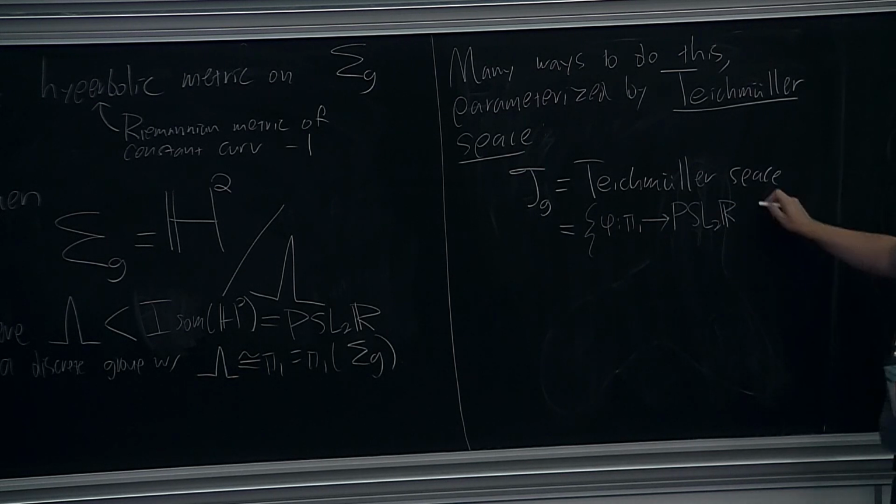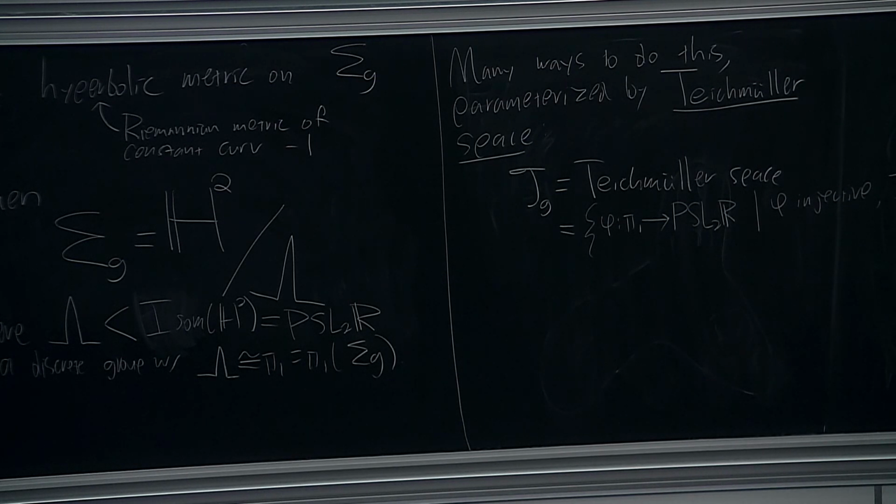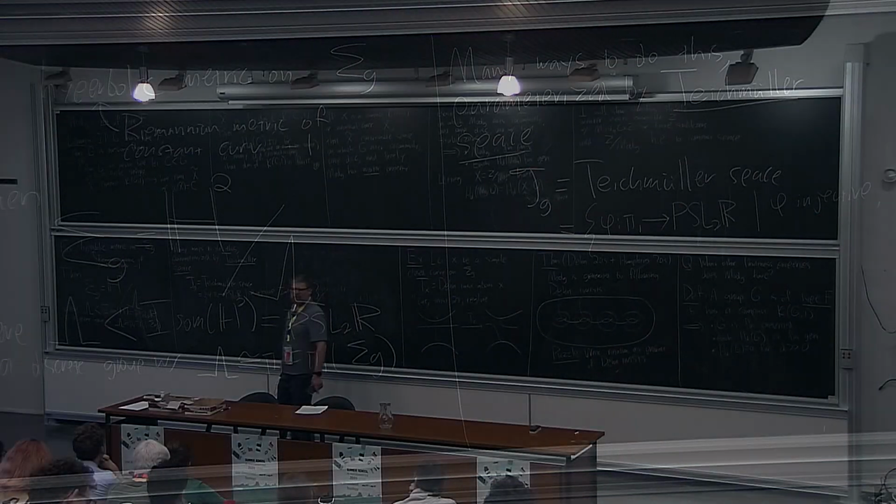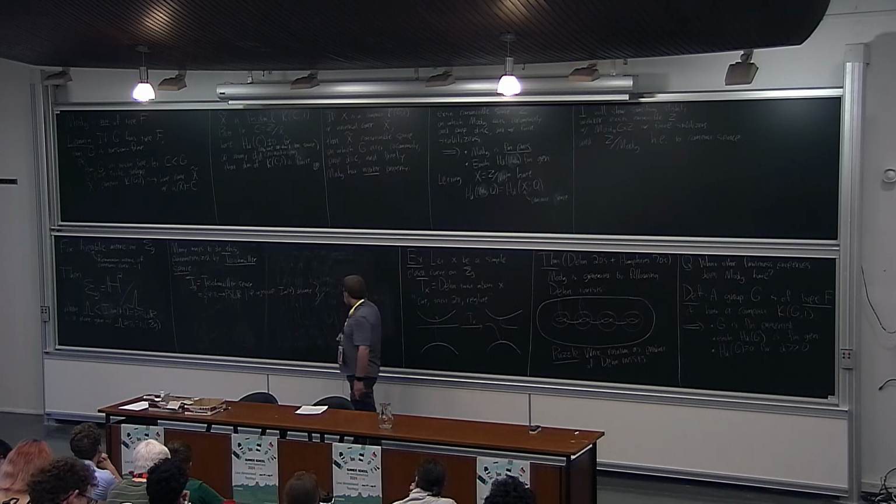Such that phi is injective, and also the image of phi is a discrete subgroup. Okay. And I'm going to quotient out, there's an obvious action of PSL2R in this by conjugation. So I mod out by PSL2R.